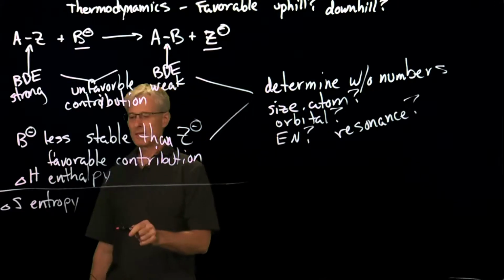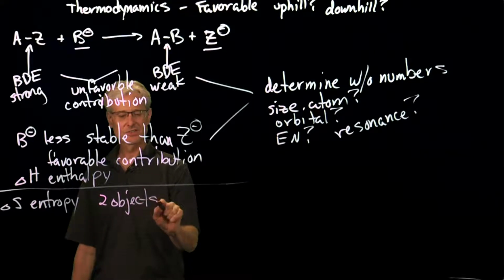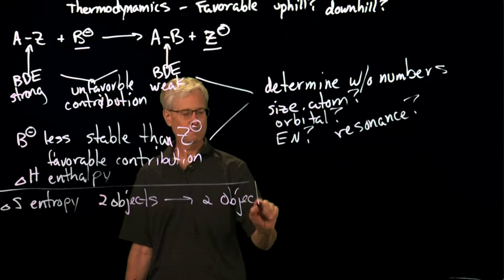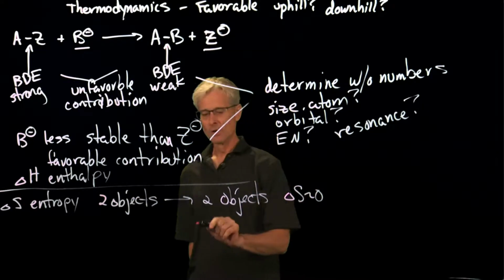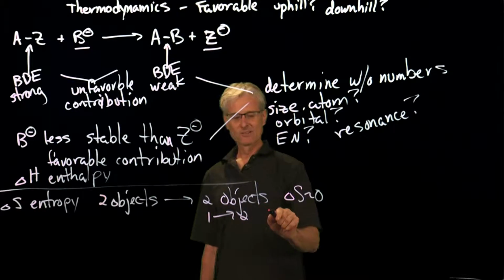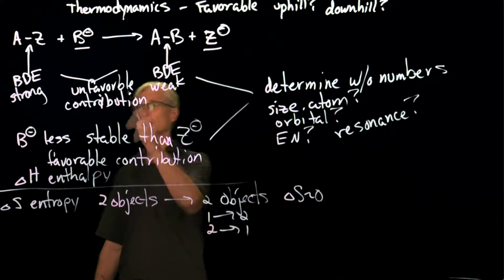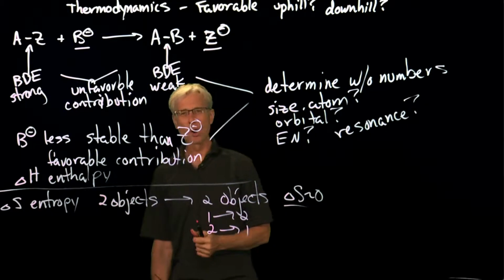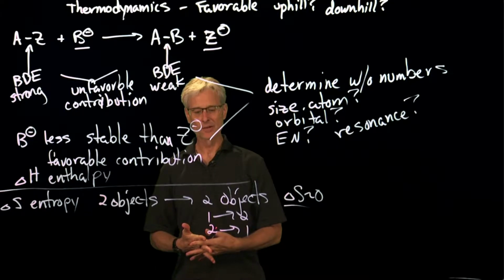And so maybe if we have two reactants going to two products, we'll say, hey, that's the same, so delta S is around 0. If we have one going to two, well then that would be favorable. If we have two going to one, well that would be unfavorable. So we have two going to two here, so delta S is probably a small contributor to the overall favorability or unfavorability of this reaction.